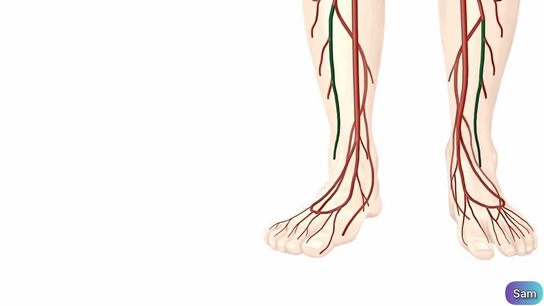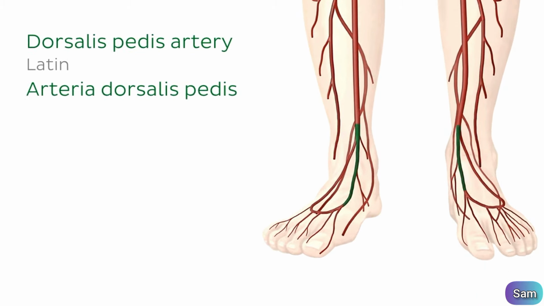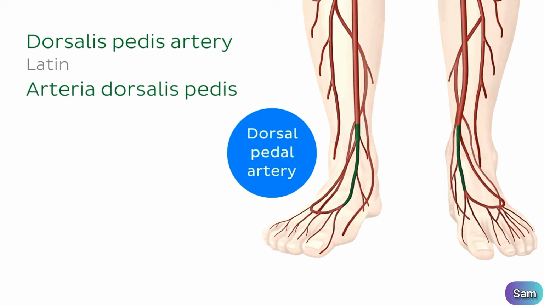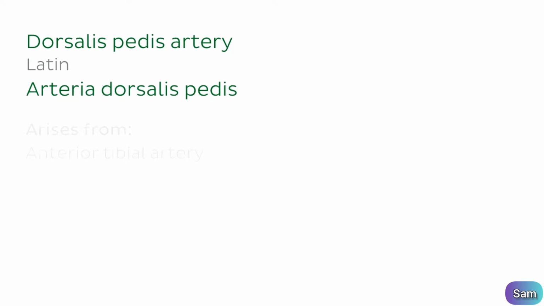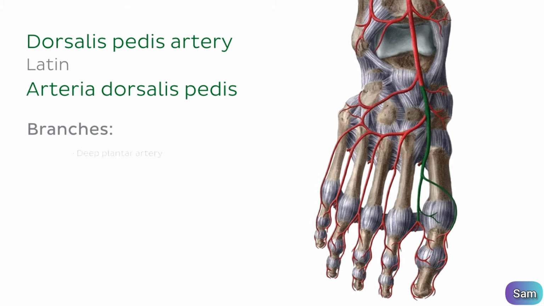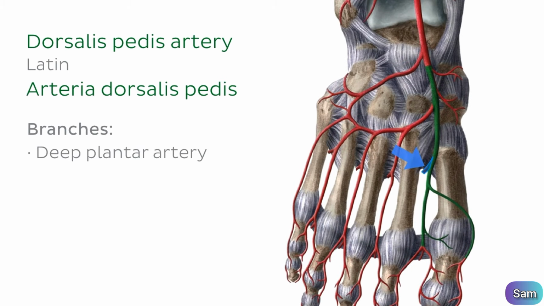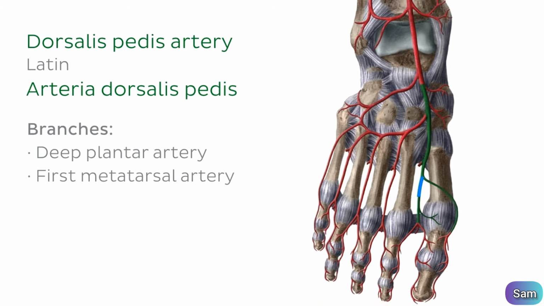The final artery we're going to be looking at in this tutorial is the dorsalis pedis artery, also sometimes referred to as the dorsal pedal artery. As we saw earlier, it arises from the anterior tibial artery and gives rise to several branches, including the deep plantar artery, which starts just here, and the first metatarsal artery, which is just here.